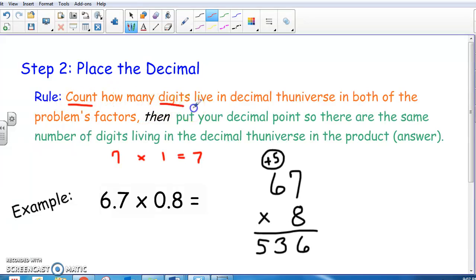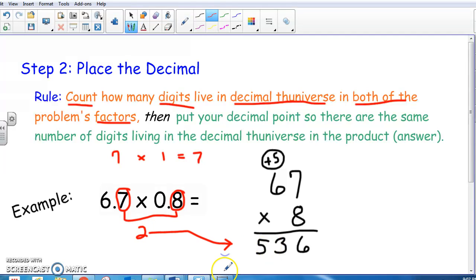So it says count however many digits live in the decimal universe in the factors. So in 6 and 7/10, we have 1 digit living in the decimal universe. In 0 and 8/10, we have 1 digit living in the decimal universe. So together, between both, we have 2 digits living in the decimal universe. When we put the decimal point into our final answer, we need to have 2 digits living in the decimal universe. So in order to make that happen, I need to put the decimal here, and that will give me the 2 digits living in the decimal universe.